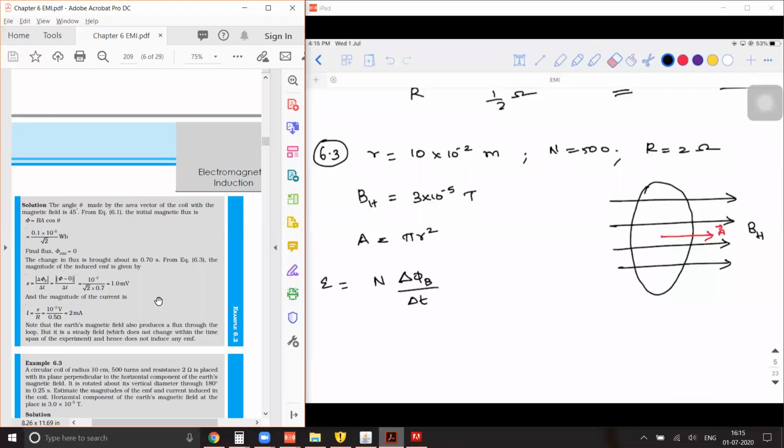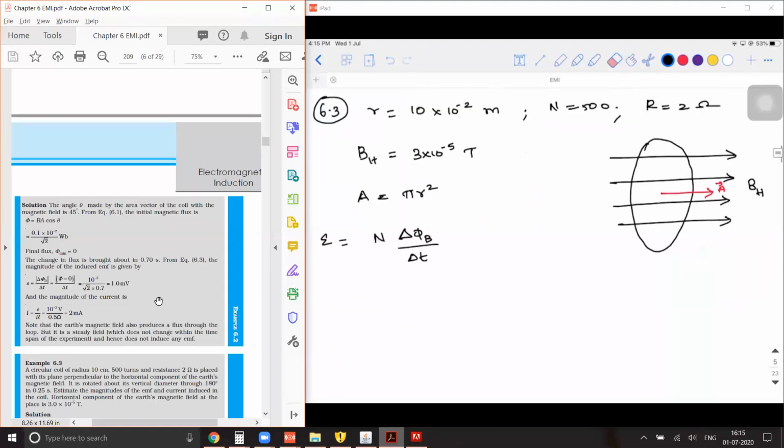Sir, what is the unit of magnetic flux? I'll tell you that. First, don't worry about the unit. First finish it, then I'll tell you. In this problem, it is not needed. Sir, then we can easily find flux final and subtract, proceeding as the previous one. That's what you're supposed to do.